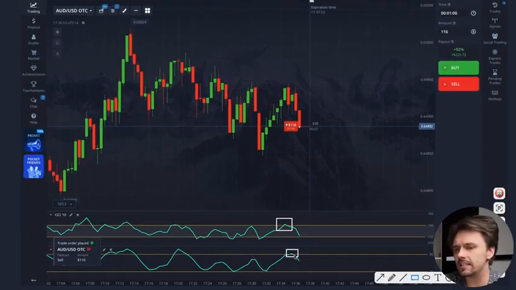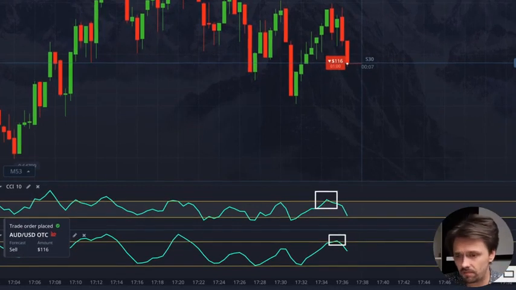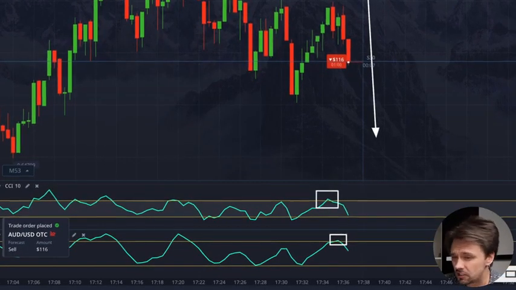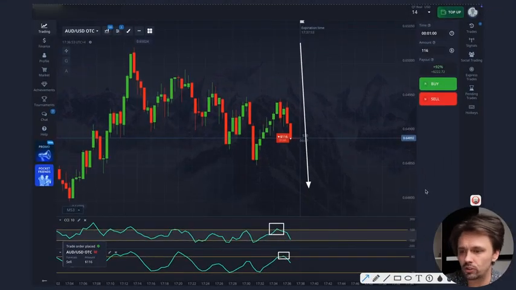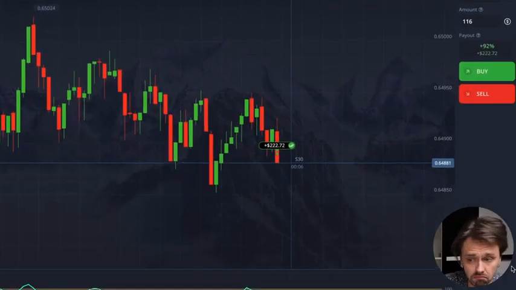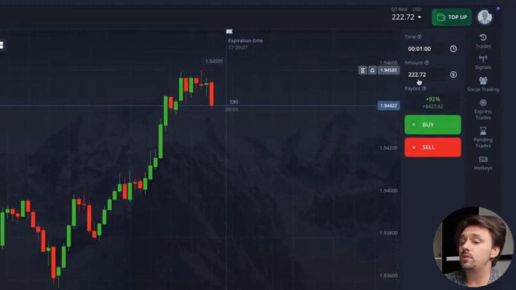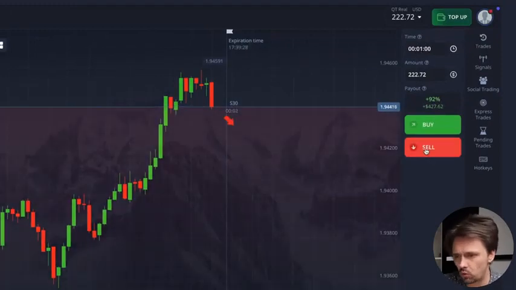The stochastic line climbed above the 80 level. This is also an overheating zone, and you can see it's already curving downward, meaning the short upward impulse has ended. Since this is a fast stochastic, it reacts instantly, and such reversal is a direct hint that there is no strength to move upward. So we're waiting for the trade to close, and it brings me $222. Excellent start. I'll open the next trade to the downside for $222, and here is why.